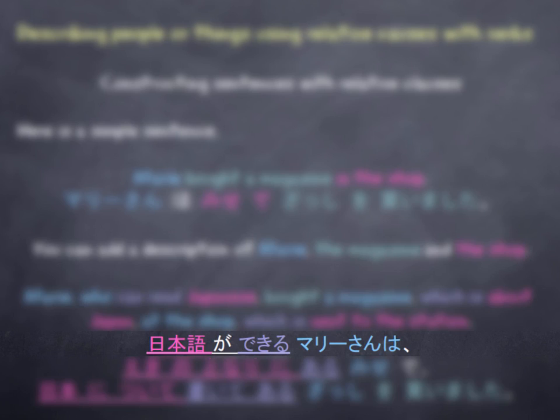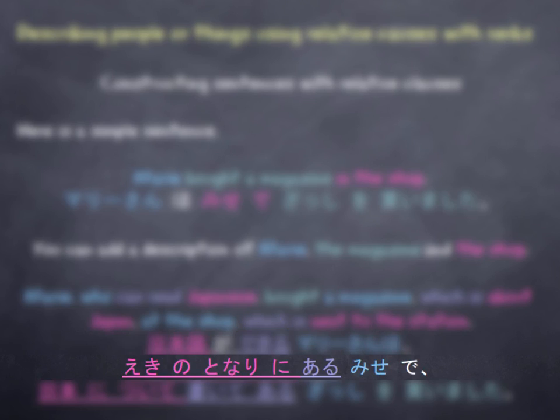In our first sentence here, 日本語ができるマリーさんは, what we're saying is Marie, who can read Japanese. So in our first sentence here, we can see that we have our verb できます in its plain form, which is できる, and our person is Marie-san. And then in our second sentence, 駅の隣にある店で. So again, our descriptive sentence is 駅の隣に, beside the station or next to the station. And again, we've got the verb あります in its plain form ある. And then we have our thing, which is shop, 店.